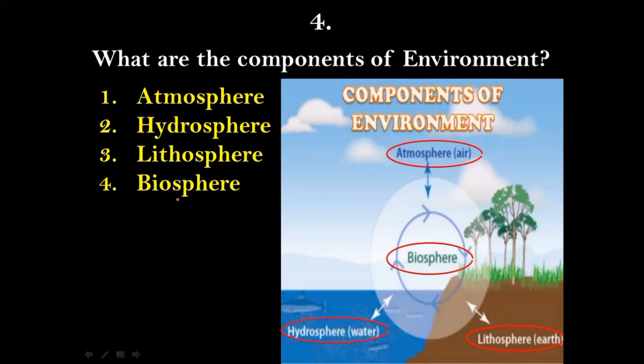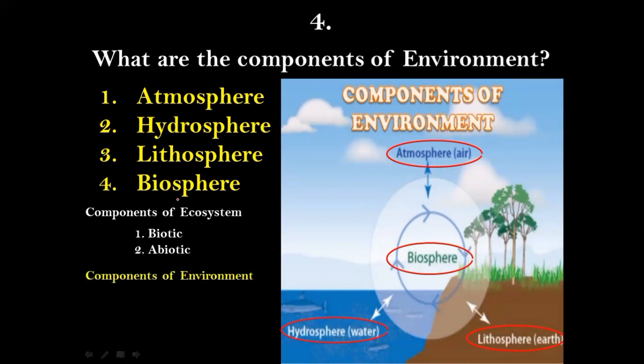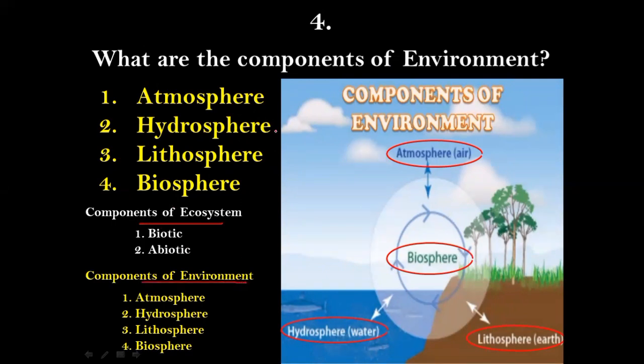We should not get confused between the components of ecosystem and the components of environment, because the components of ecosystem are only biotic and abiotic components, while the components of environment are atmosphere, hydrosphere, lithosphere, and biosphere. So we need to keep in mind the difference between the two.